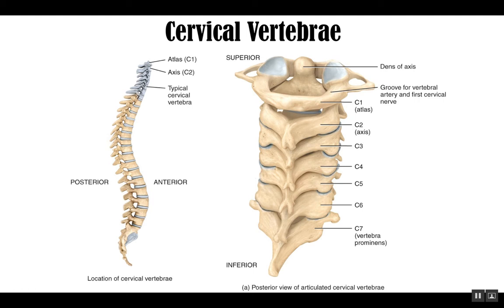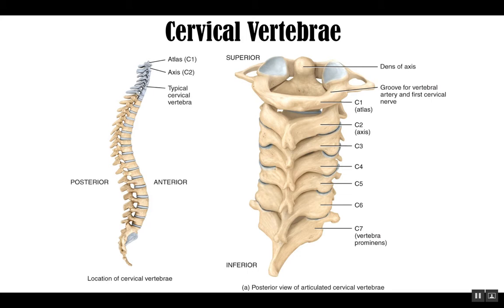Once we know some of the basic features of a vertebra, we can move into the different regions, cervical, thoracic, and lumbar, and look at differences in the vertebrae found in those regions. So we're going to begin with the cervical vertebrae that are found in your neck. There are 7 of these vertebrae. We give them letter number designations, C1 through C7.